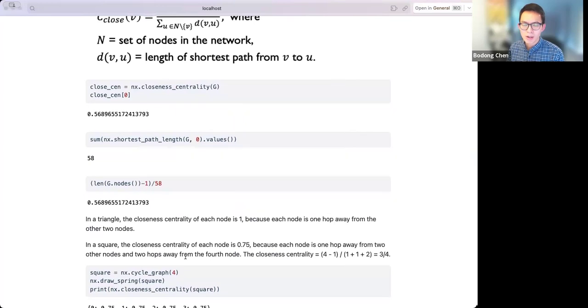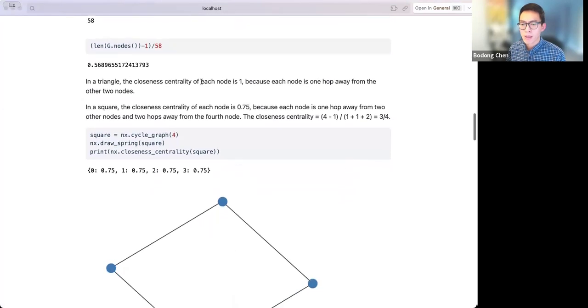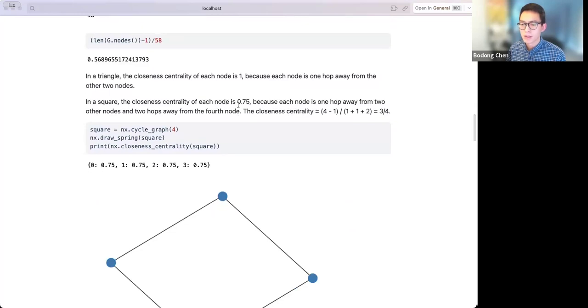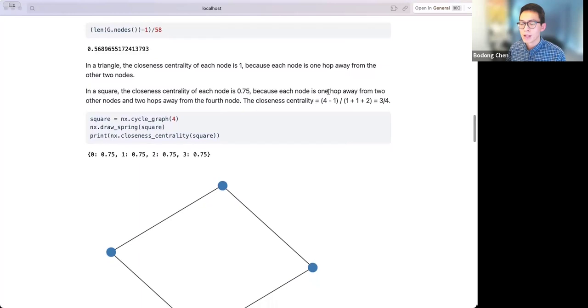And I know it could be harder to think through this slightly more complicated concept, but if we start with the simplest network, which is a triangle, in which every node is connected with the other two nodes, right? The closeness centrality would be 1, just because each node is 1 hop away from the other 2 nodes. And then if we think about a square, the closeness centrality of every node will be 0.75, because every node is 1 hop away from 2 other nodes and 2 hops away from the 4th node, right?